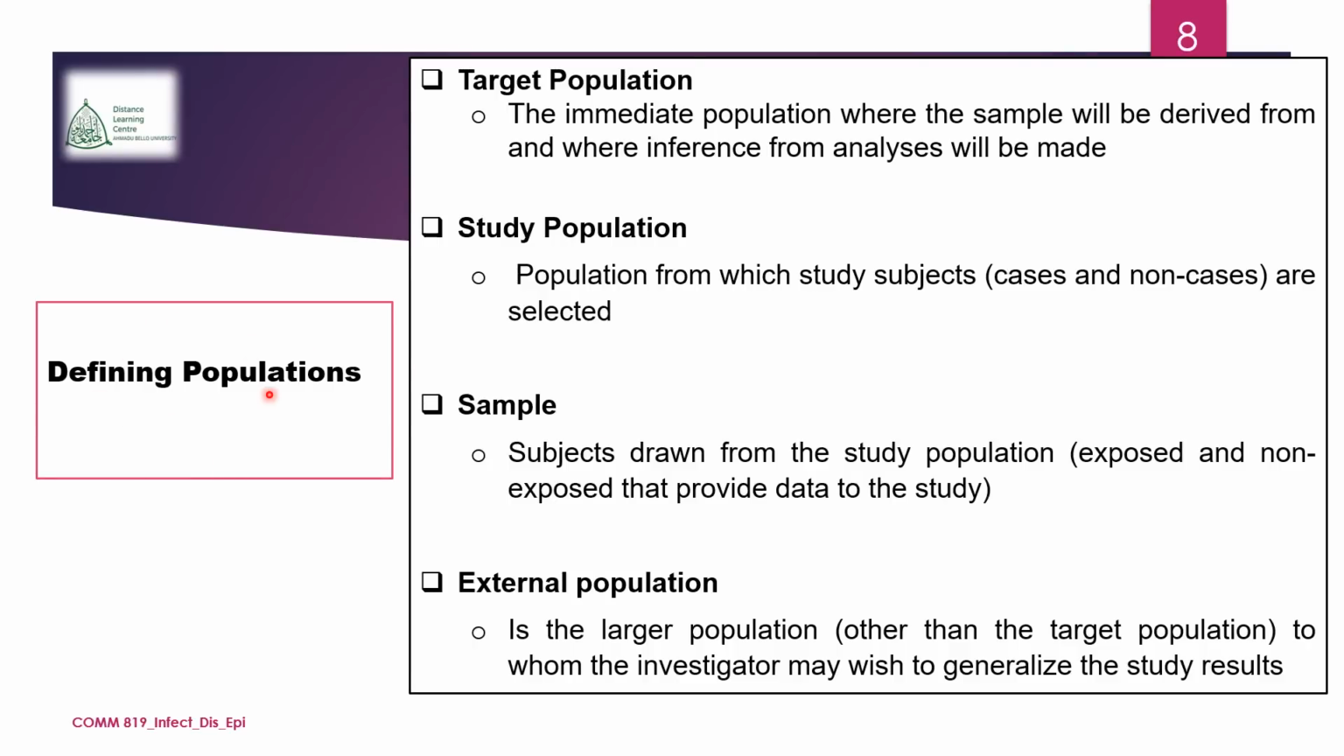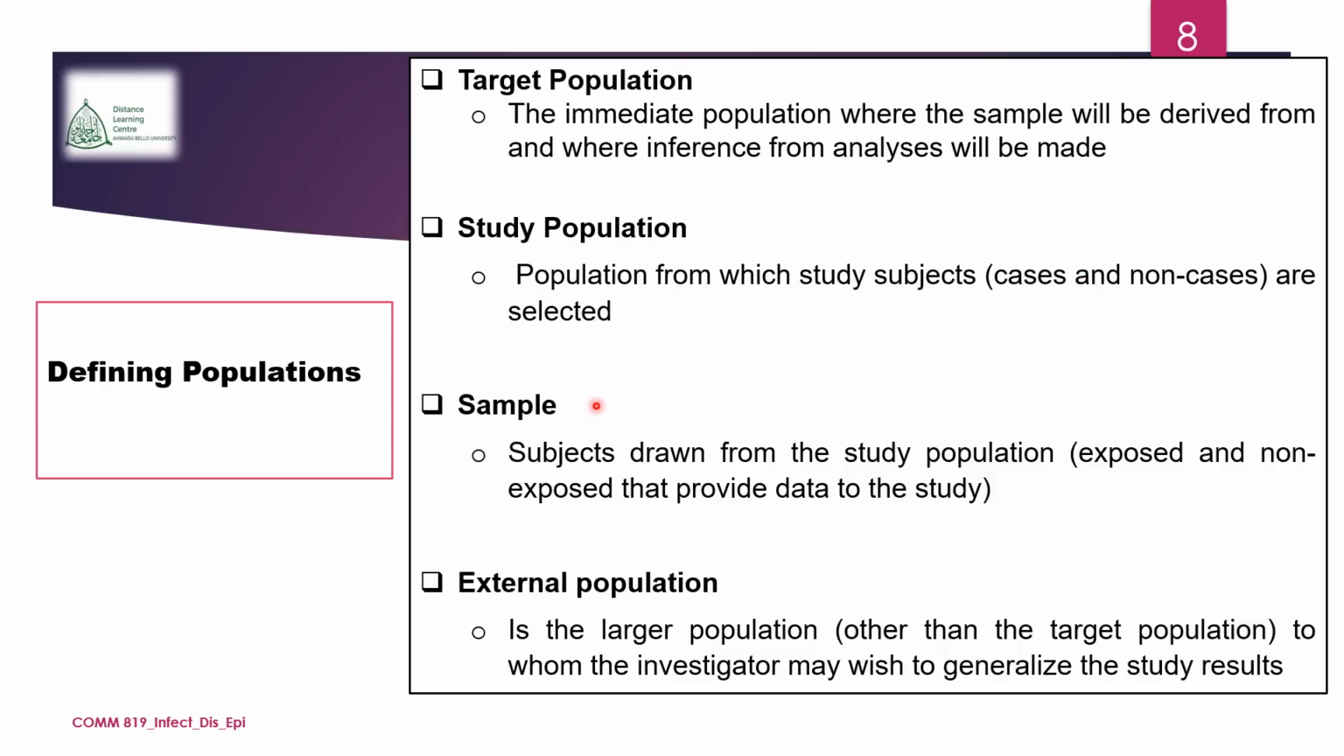So another important consideration for epidemiological study is you need to define your population, your study population. So based on this, we have different categories of study population. We have the target population. The target population is the immediate population where the sample will be derived from and where inference from analysis will be made. Then another type, we have the study population. The study population is the population from which study subjects, that is the cases and non-cases, are selected.